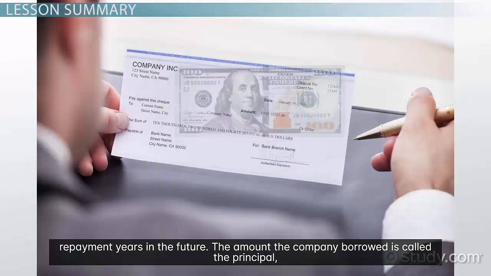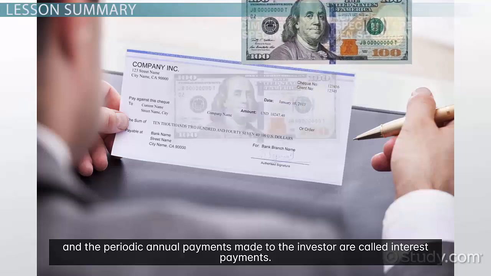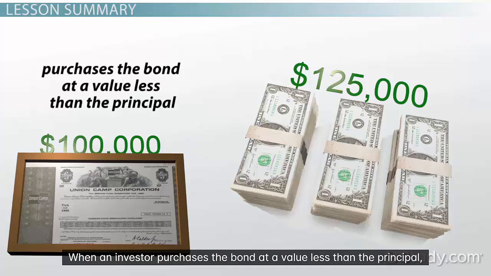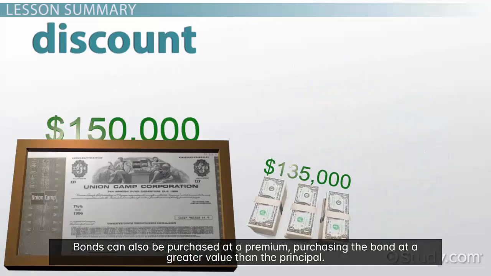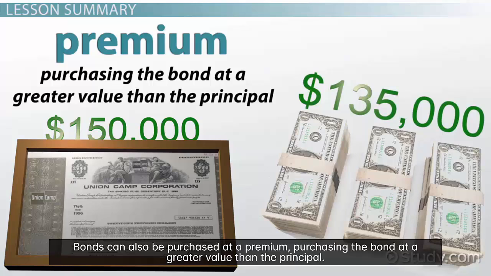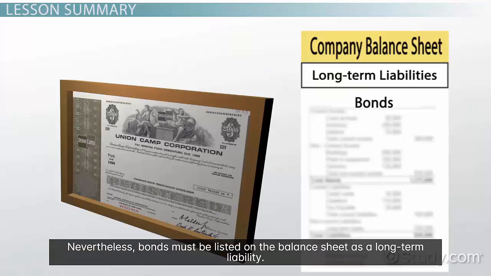The amount the company borrowed is called the principal, and the periodic annual payments made to the investor are called interest payments. When an investor purchases the bond at a value less than the principal, the bond is considered sold at a discount. Bonds can also be purchased at a premium, purchasing the bond at a greater value than the principal. Remember, the interest payments can more than make up for the loss in principal. Nevertheless, bonds must be listed on the balance sheet as a long-term liability.